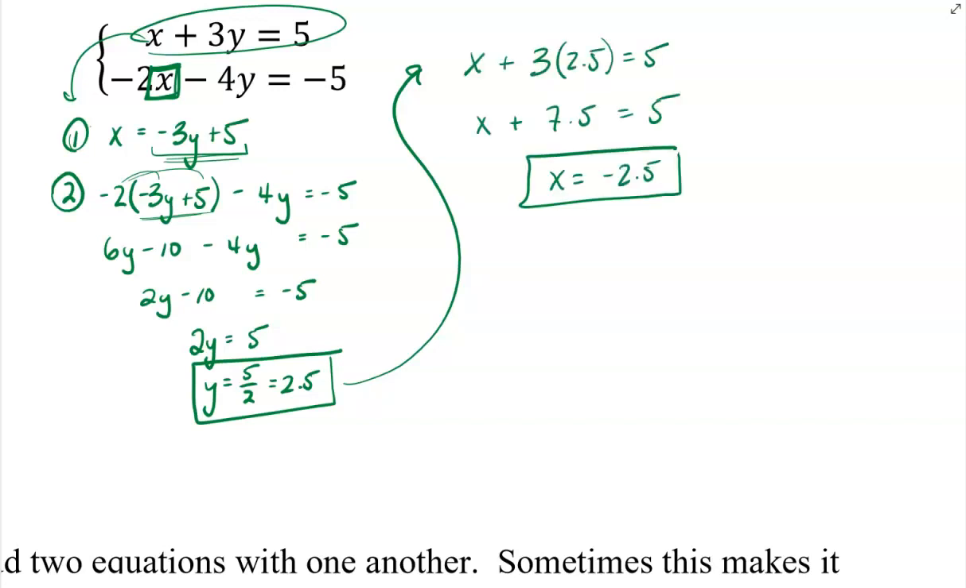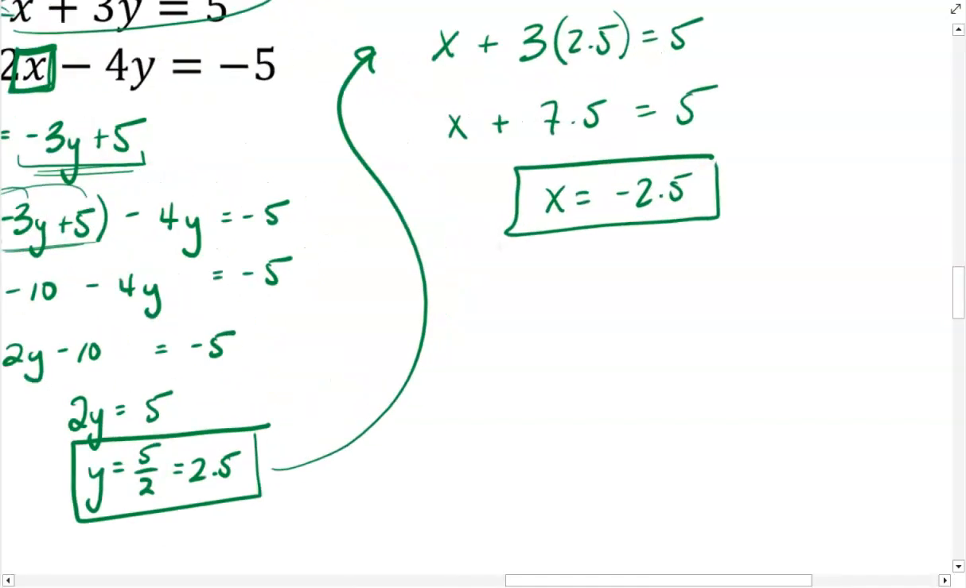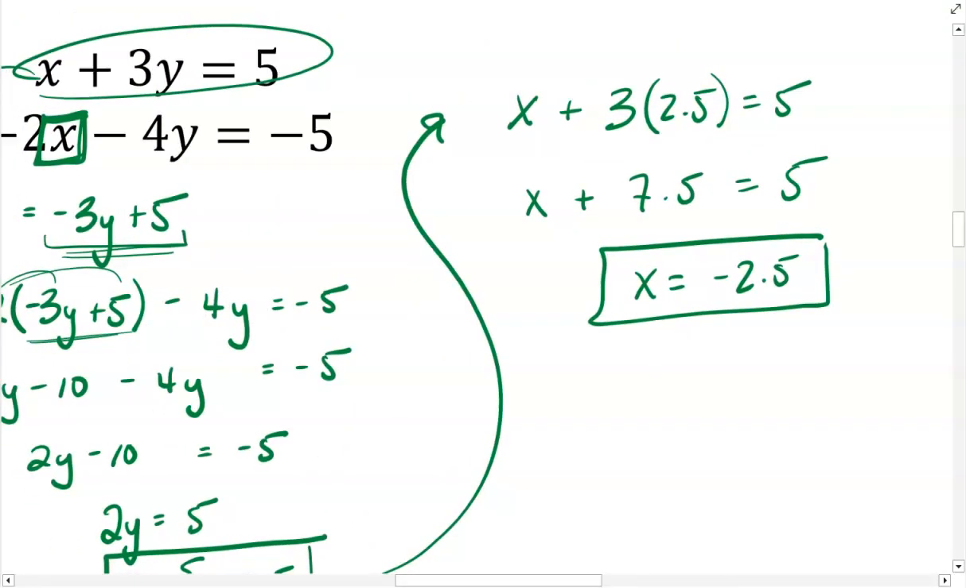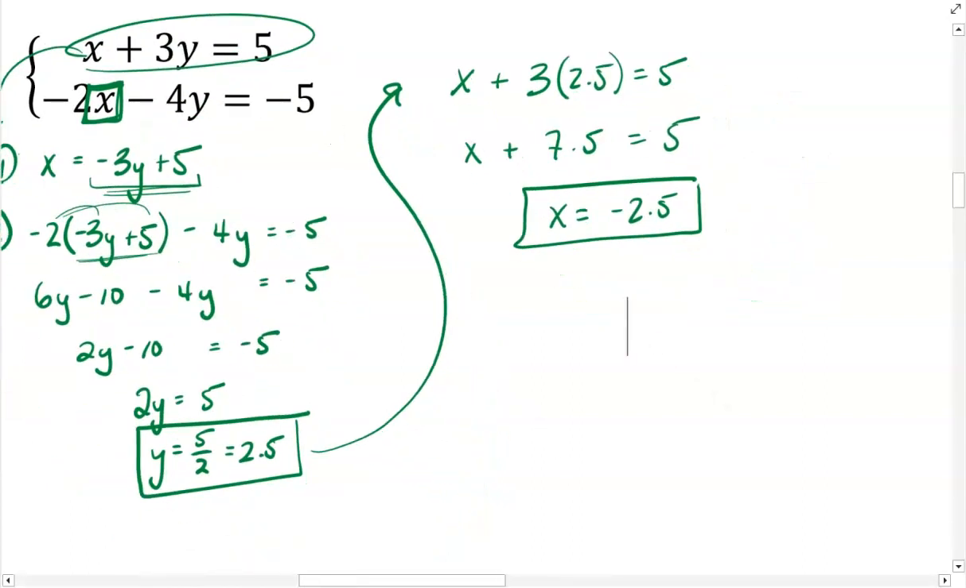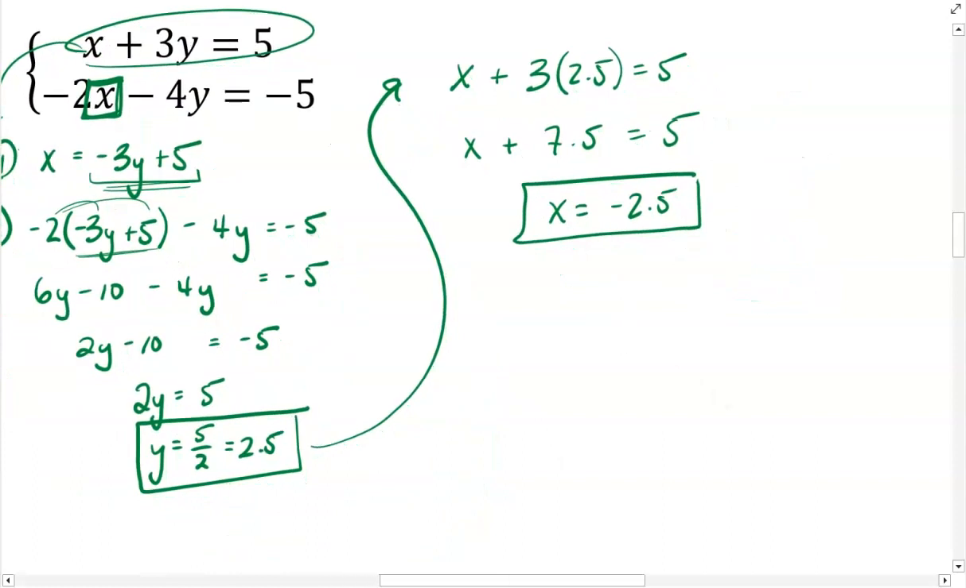So in this case I chose to use this top equation. Again, I chose that because x was isolated and that's easy to solve for. So if we substitute a y value of 2.5 in place of the letter y, we have x plus 3 times 2.5 equals 5. These two multiply to make 7.5, and I subtracted that to the right-hand side, and it looks like x is equal to negative 2.5.